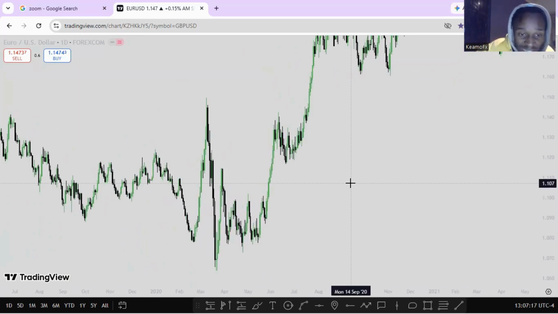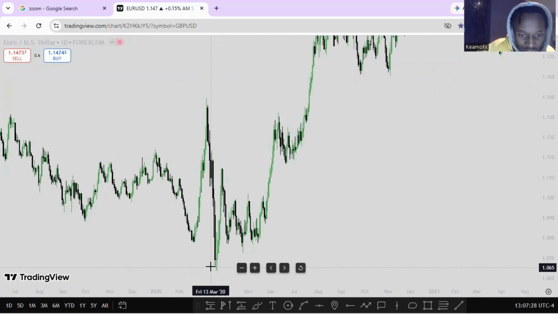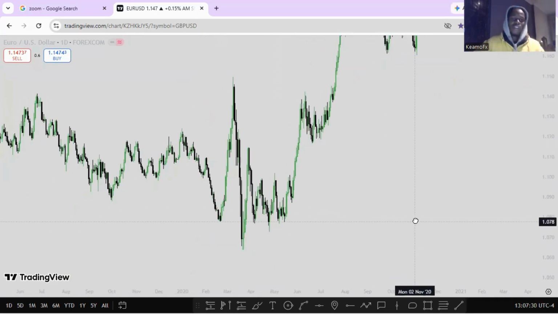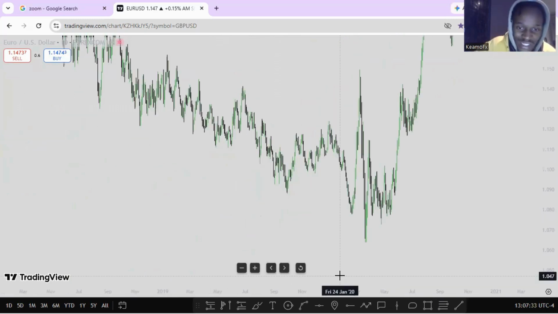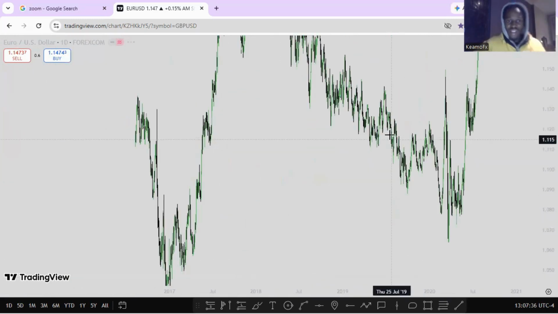So the green candlesticks essentially represent prices moving higher at a particular time interval, and then the black candlesticks show us prices going lower at certain intervals, right? So remember, as they're going higher and lower, they leave us with what? With highs and lows. Okay.